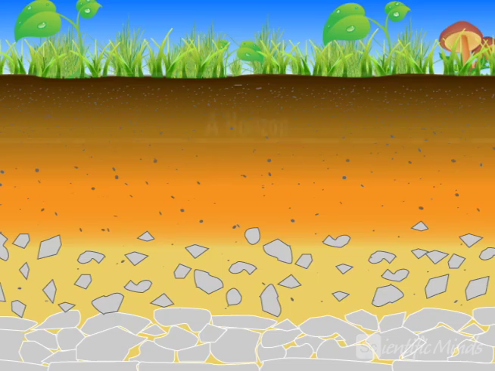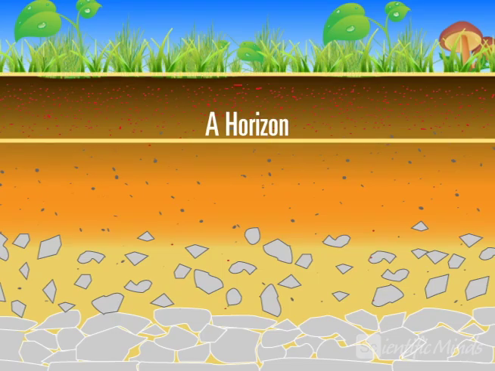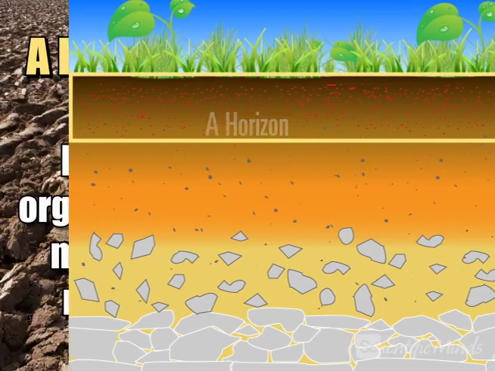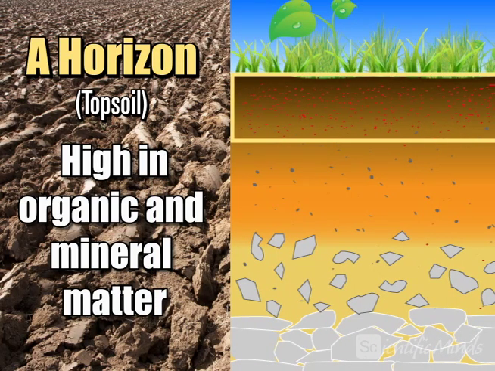The A horizon is the top layer of soil and therefore called the topsoil. Topsoil is high in both organic and mineral matter. The A horizon is the soil stratum that is most fertile and supports plant growth. In fields where crops will be planted, the A horizon is the layer of soil that is tilled.